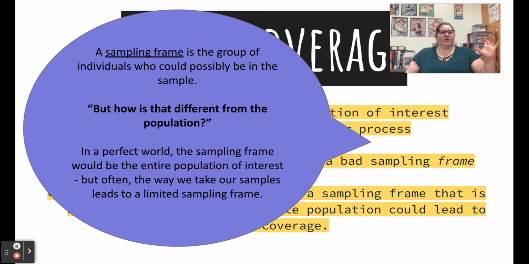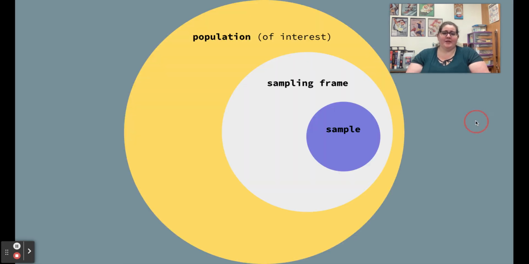Oftentimes we are limiting our sampling frame just to make things easier or whatever, and we end up with a sample that's not super representative, even though we take a random sample. So that's something to keep in mind too.